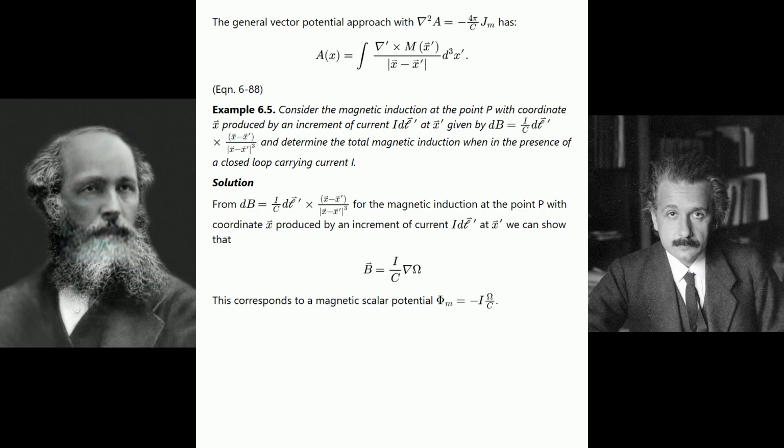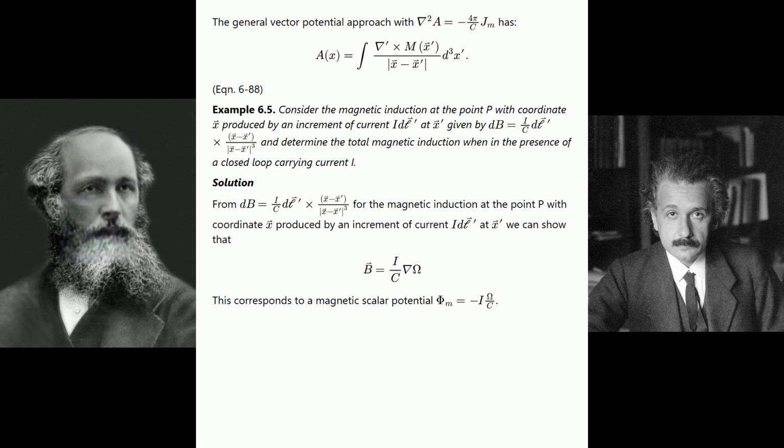Example 6.5. Consider the magnetic induction at the point P with coordinate x vector produced by an increment of current I dl prime vector at x prime vector, given by dB equals I over c dl prime vector cross the fraction with numerator x vector minus x prime vector and denominator the absolute value of x vector minus x prime vector cubed, and determine the total magnetic induction in the presence of a closed loop carrying current I.